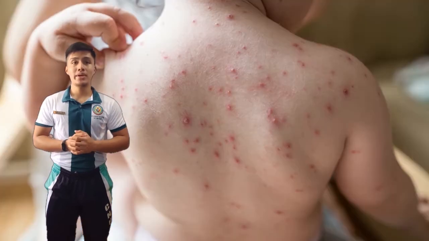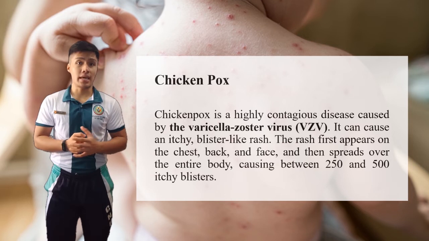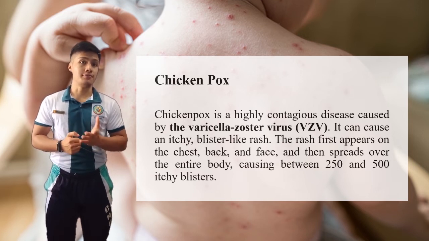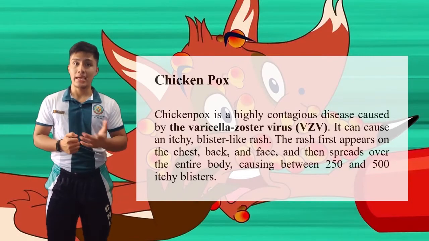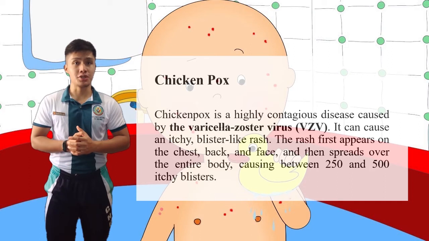Next, we have chickenpox, which is a highly contagious disease caused by the Varicella zoster virus, also known as VZV. It can cause an itchy, blister-like rash. The rash first appears on the chest, back, and face, and then spreads over the entire body, causing between 250 and 500 itchy blisters.